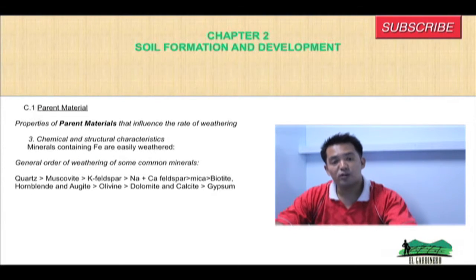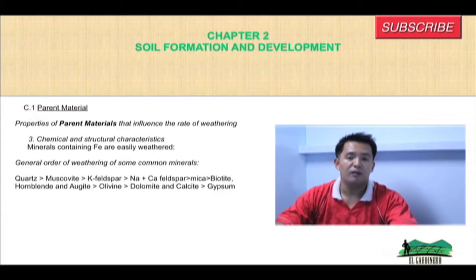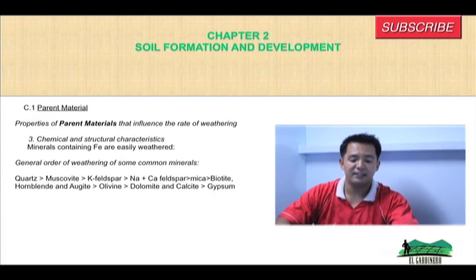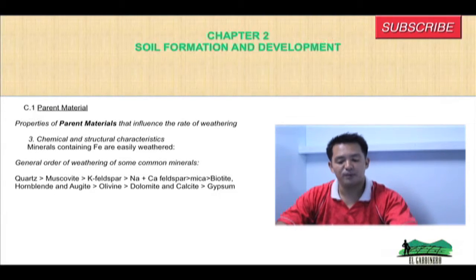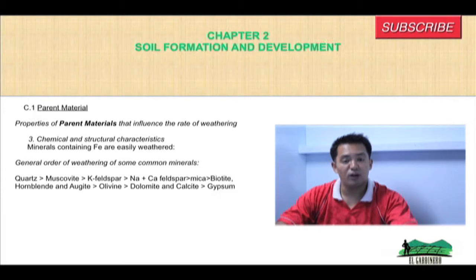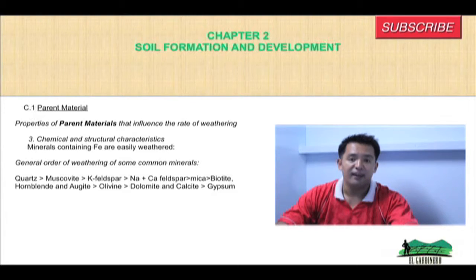We have the general order of weathering of some of the common minerals. So quartz is the most persistent, and then muscovite, potassium feldspar, sodium or calcium feldspar, mica, biotite, hornblende, and augite, and then followed by olivine, followed by dolomite or calcite, and the last is gypsum. Gypsum is the first to weather.